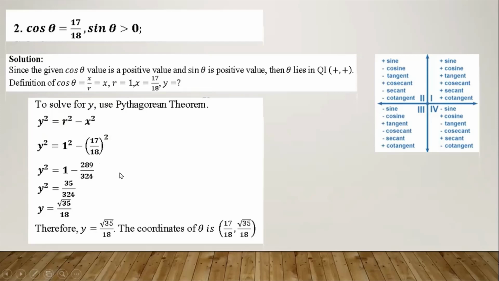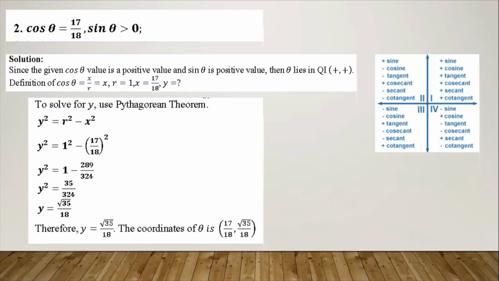To solve it easily, just simply change 1 to 324 over 324 because that's equal to 1, right? Therefore, 324 minus 289, that's 35 for the numerator. Then copy the denominator, which is 324. Therefore, as we square root both sides, we have square root of 35 over 18. Therefore, y is equal to square root of 35 over 18. The coordinates of theta are 17 over 18 and square root of 35 over 18.